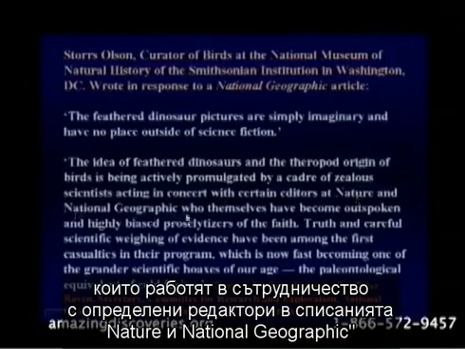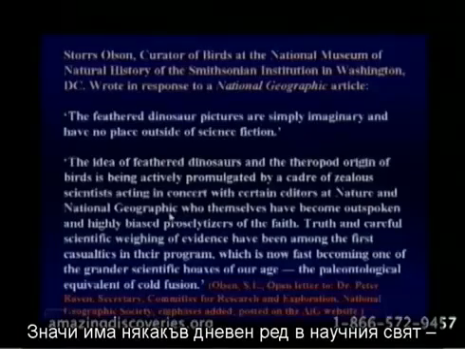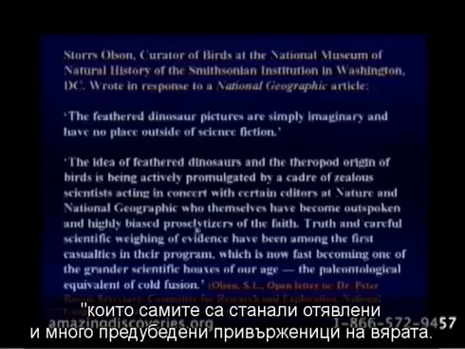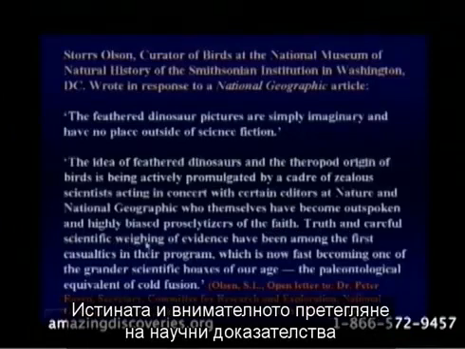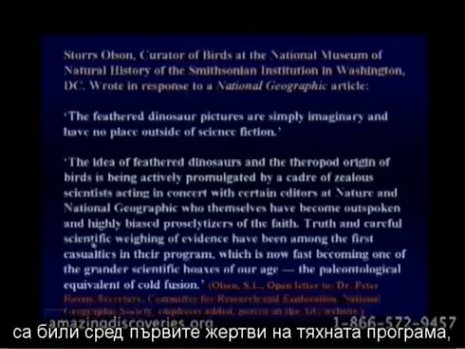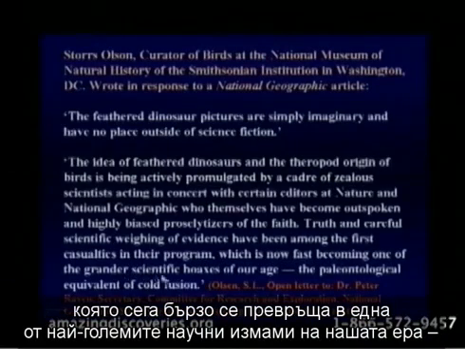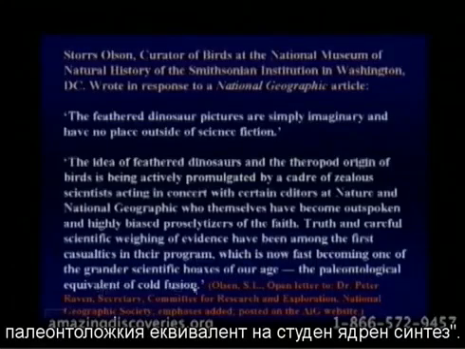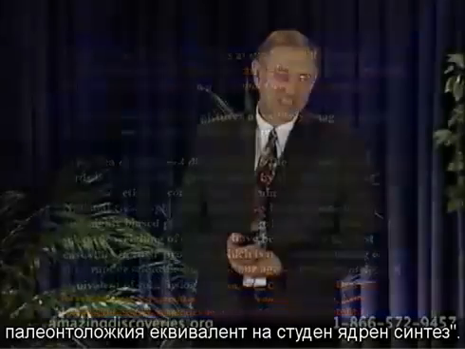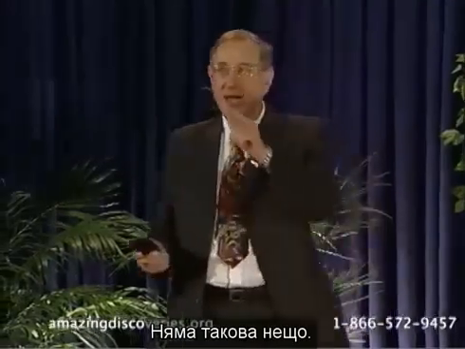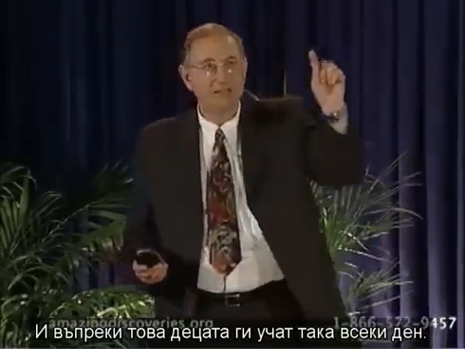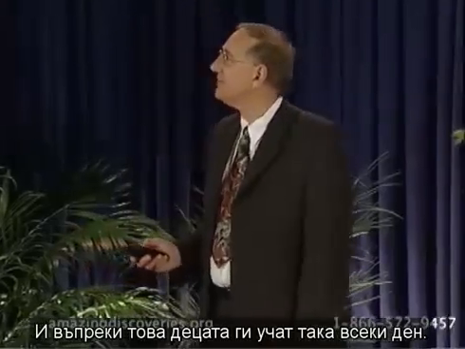and National Geographic. So there seems to be an agenda in the scientific world, who themselves have become outspoken and highly biased proselytizers of the faith. Truth and careful scientific weighing of evidence have been among the first casualties in their program, which is now fast becoming one of the grander scientific hoaxes of our age, the paleontological equivalent of cold fusion. There's no such thing. And yet, our children are being subjected to it every single day.